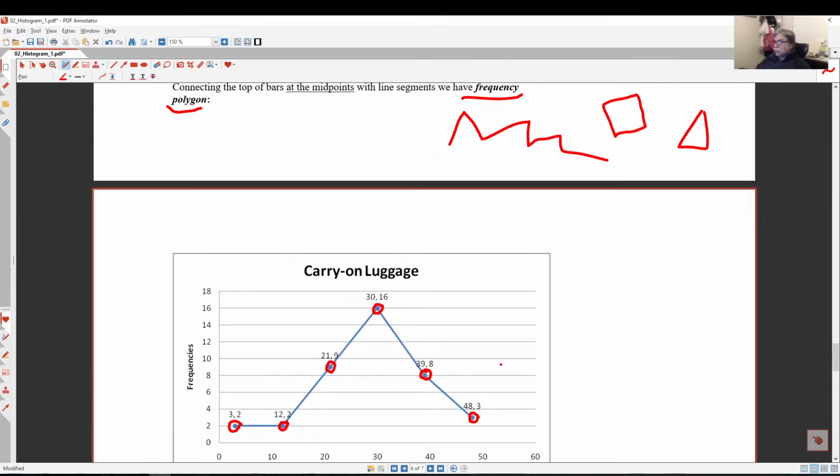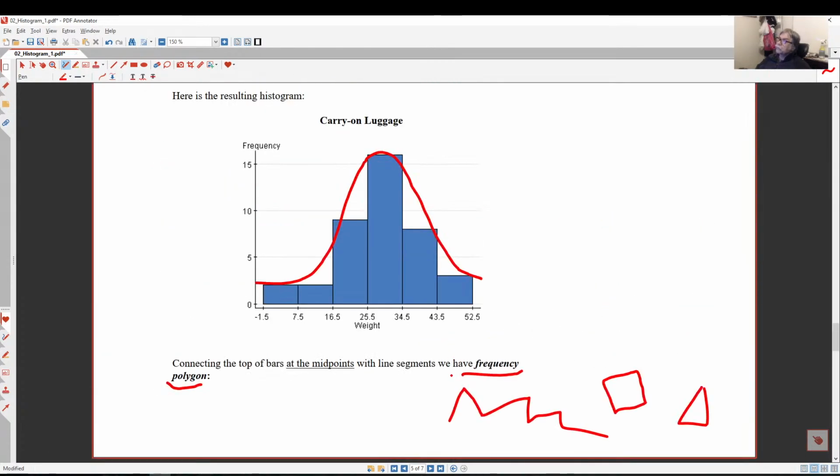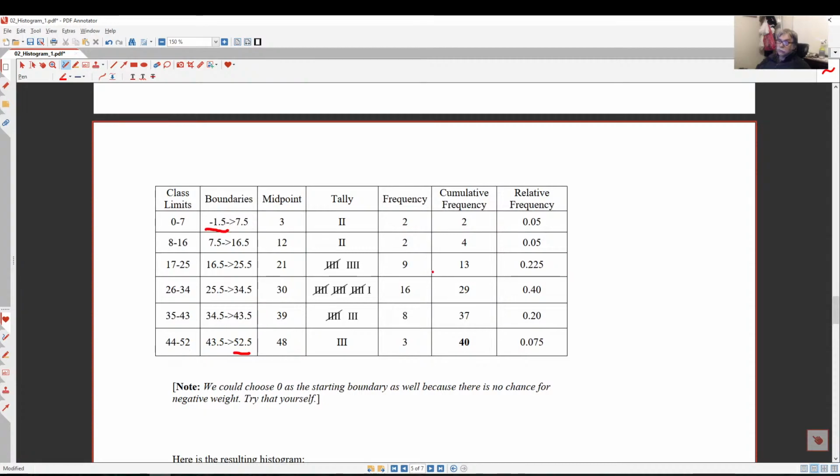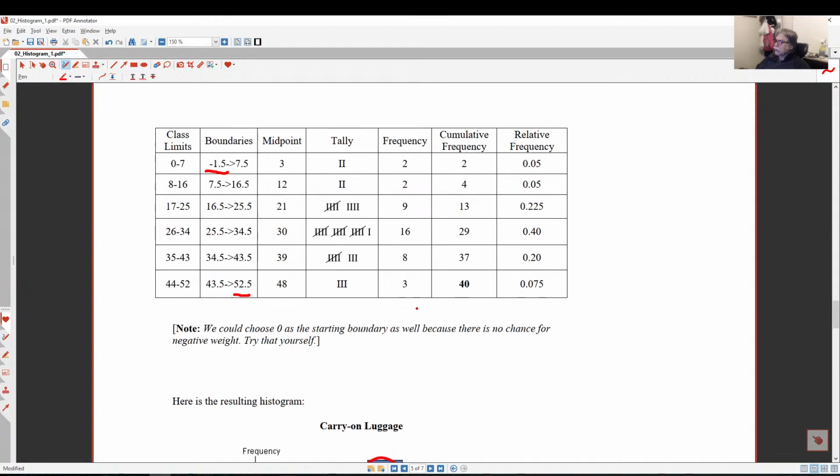How do you get the y of the coordinates? Simply by using frequency. So those would be 2, 2, 9, 16, 8, and 3. So here is the frequency. You of course have to check that out. Make sure this is indeed the number of items in the first class, second class, third class, 16 in the fourth class, 8 in the fifth class, and 3 in the last class.